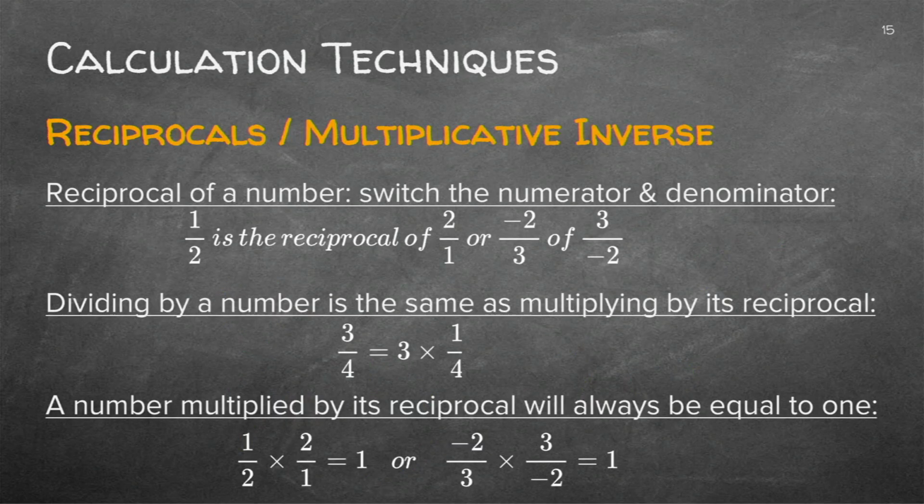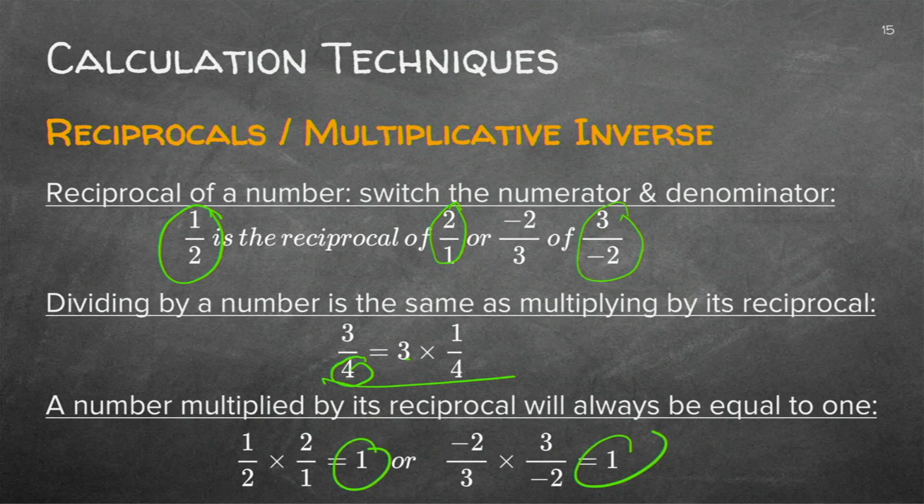Reciprocals is also called multiplicative inverse. That is important to know. A reciprocal of a number, switch the numerator and the denominator. So you have a half is the reciprocal of 2 over 1. Or minus 2 over 3 is the reciprocal of 3 over minus 2. So you flip it. And then this is also important. Dividing a number is the same as multiplying by its reciprocal. 3 divided by 4 is the same as 3 times 1 over 4. Also important to remember. And then a number multiplied by its reciprocal will always be equal to 1.